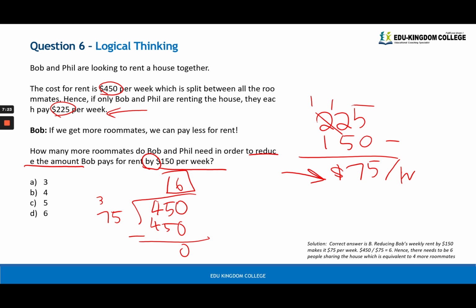So the answer, we need to get how many more roommates. Okay, not how many roommates, how many more. We have 2 right now, we need another 4. So many layers to this question. You need to think about it really carefully and be careful of words like this. How much more? How many more? How much to reduce the amount, to increase the amount? It's talking about the difference, not the actual amount.